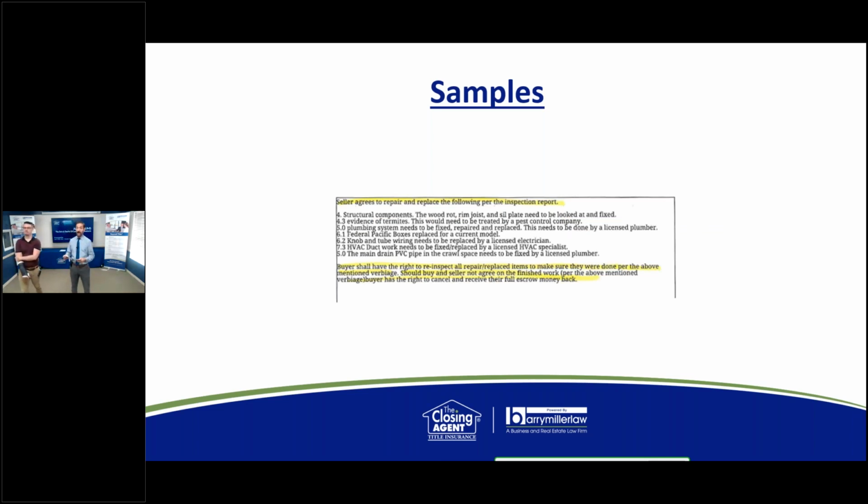Okay, our next one. Seller agrees to repair and replace the following per the inspection report. So it lists out the things that are in there and then says buyer shall have the right to reinspect all repair, replace items to make sure they were done per the above mentioned verbiage. Should buyer and seller not agree on the finished work per the above mentioned verbiage, buyer has the right to cancel and receive their full escrow money back. Great for the buyer, awful for a seller.